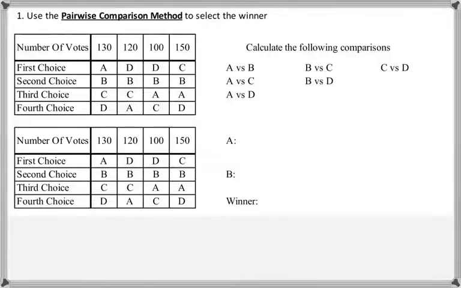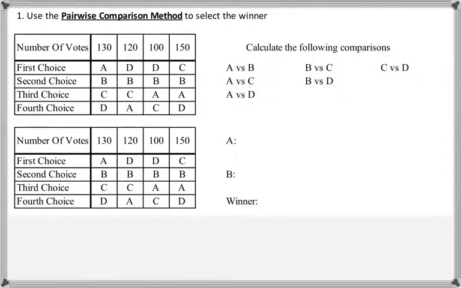As you can see, we are using the same preference table that we did in the previous 3 videos. But now we are selecting the winner using the pairwise comparison method. So we have 4 candidates, and every candidate needs to face off against every other candidate. So that's 6 different comparisons that we need to make.